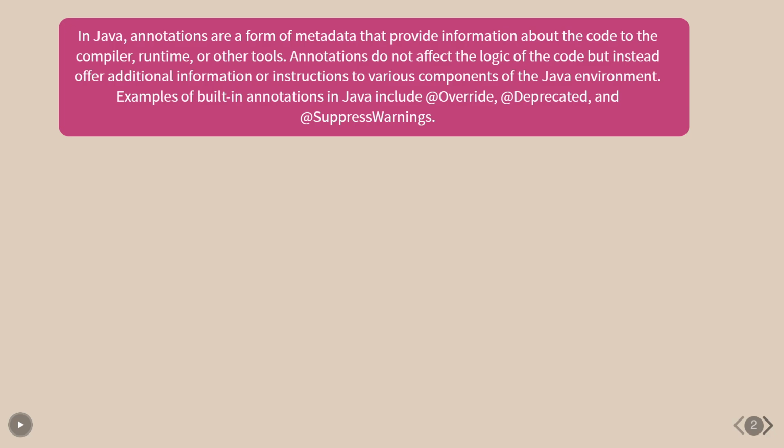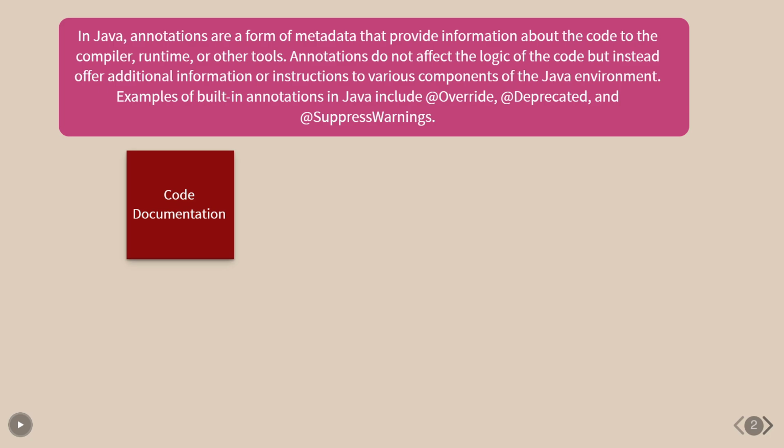tools. Annotations do not affect the logic of the code but instead offer additional information or instructions to various components of the Java environment. Examples of built-in annotations in Java include @Override, @Deprecated, and @SuppressWarnings. The purpose of annotations in Java includes the following.